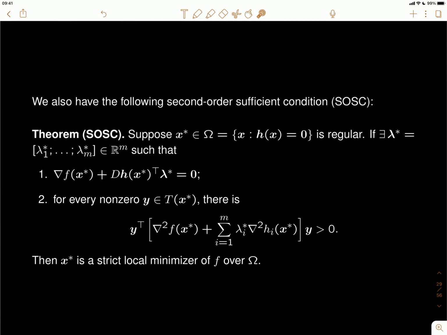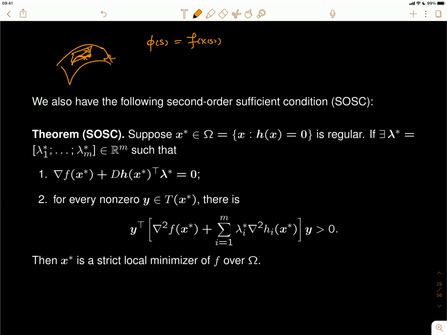You can also consider the second order sufficient condition, which is similar to before. Again, you just have this omega, and you have this point x star, you have this tangent plane, you have this y, you have this curve. And if you can show that the derivative is equal to 0, so you check the function value along this curve, which is phi, and that the first derivative of phi at t equal to 0 is zero, and the second order derivative of phi at t equal to 0 is greater than 0, then we can claim that x star is a strict local minimizer, all right?